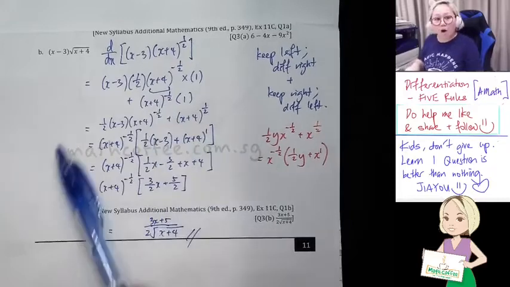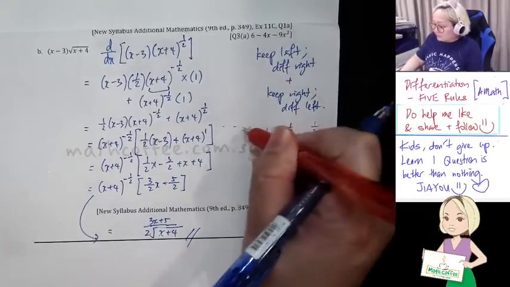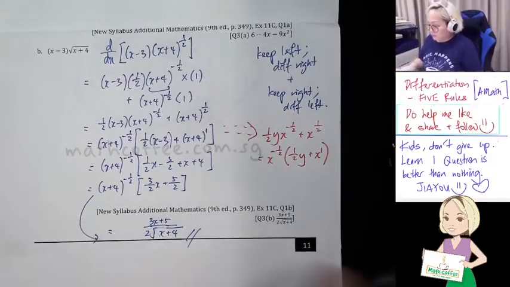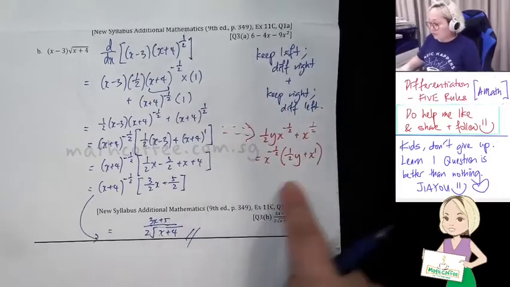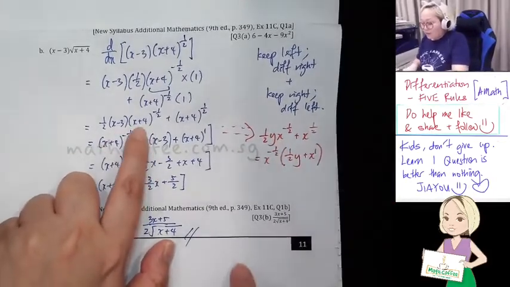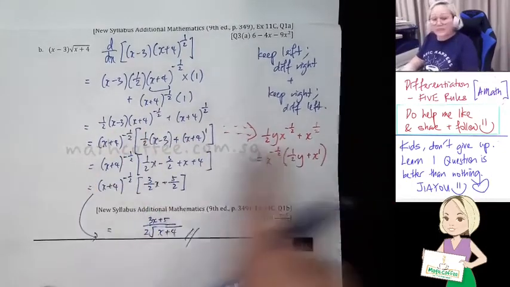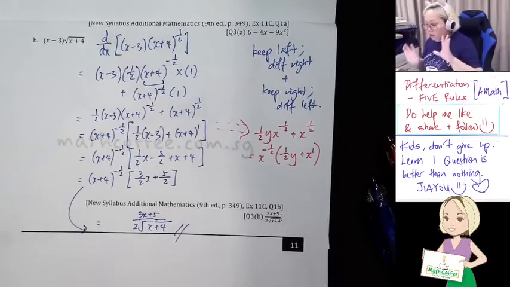So it gets very complex over here. So I have simplified it by this part here, so that it's easier for you to see. I just replace the x minus 3 with y. I replace the x plus 4 with x. So it's easier to see. Okay, so this is how you do product rule.